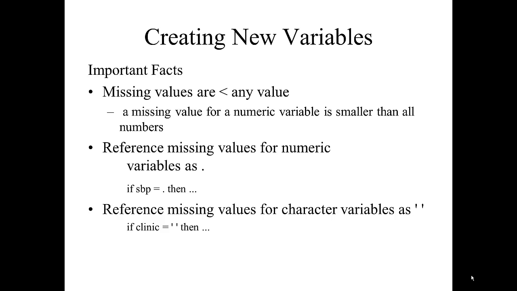So SBP in this example stands for systolic blood pressure, which is a number, and if it was missing, then we would want to do some kind of action. If we have a character variable and we want to refer to that in an if-then statement, if we are creating new variables, we would say if clinic equals, and then it's just two single or two double quotes right next to each other. And that would indicate if clinic equals missing, then do some kind of action.